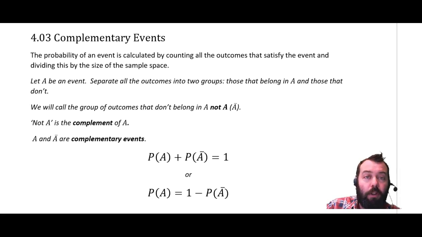We write the complement of an event with a little dash or line above the symbol for the event. Okay, and we use this word not a fair bit. So my event might be A. The complement of that event is not A. Right. So let's have a look here.